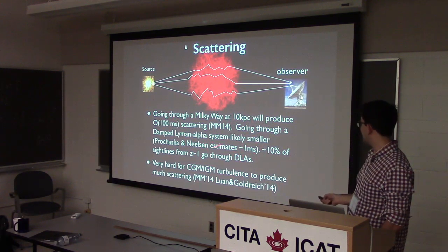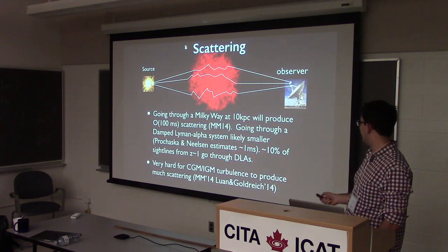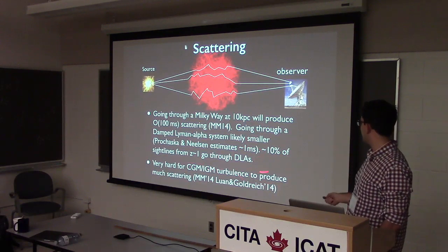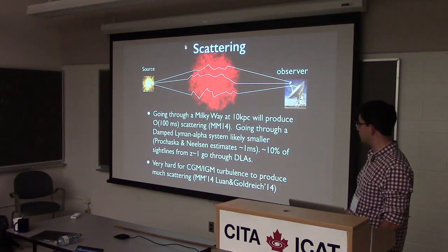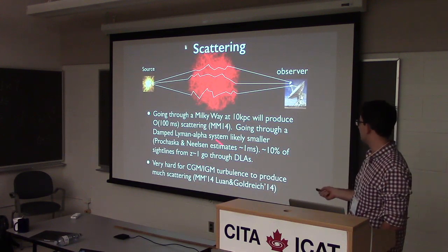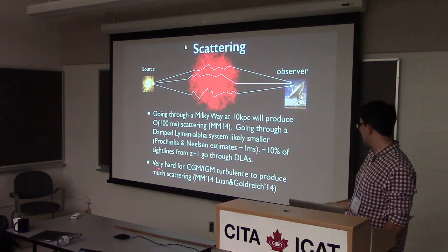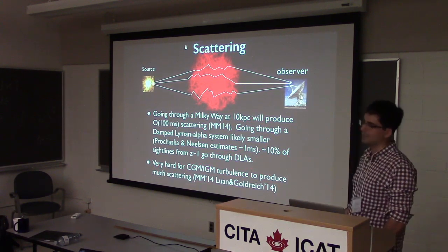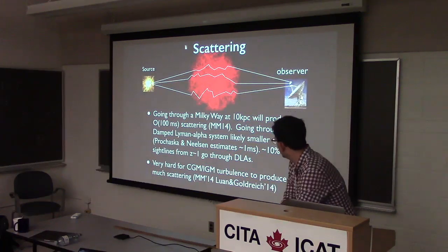There's an estimate just based on empirical scaling, which I take with a grain of salt, that the scattering might be something like a millisecond. But we know that only about 10% of sight lines will be affected by this. Only 10% of sight lines will be DLAs. And so the scattering that we're seeing for FRBs is very unlikely to come from going through intervening galaxies. Even more unlikely is for it to be MHD turbulence in the CGM and IGM. So not MHD, just Kolmogorov.